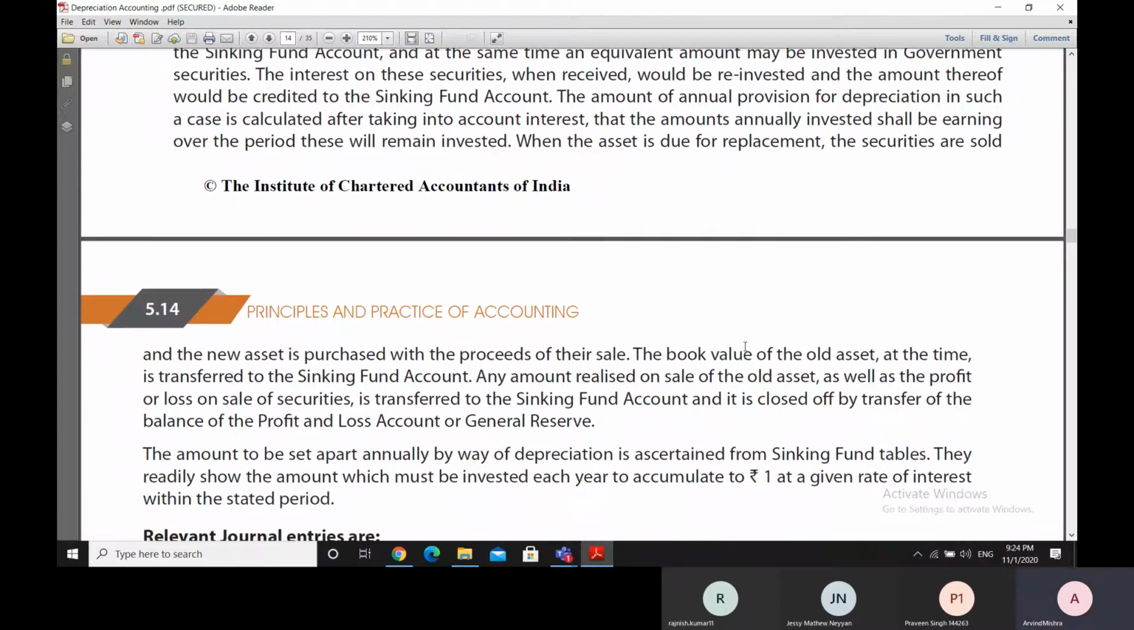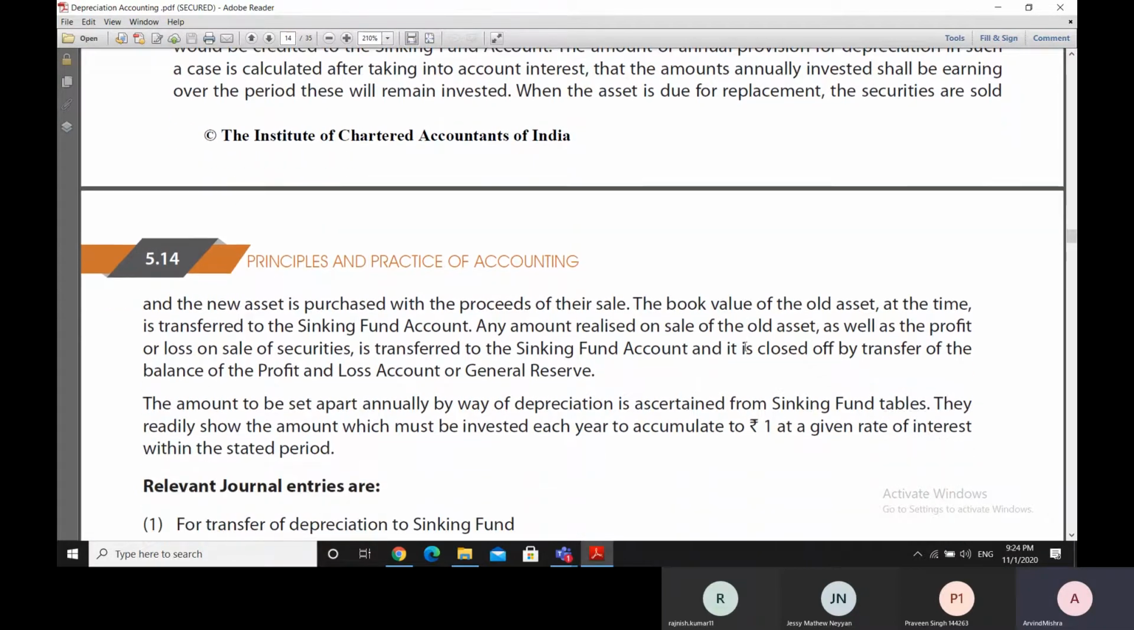So what we are doing in essence out here is that we are using the sinking fund amount, whatever proceeds are credited to the sinking fund account, to purchase the new asset, and whatever amount is left over, or we don't need, we'll transfer to the general reserve or to the profit and loss account.